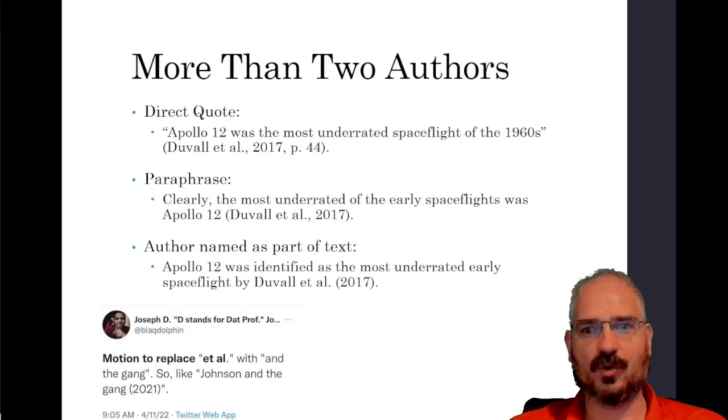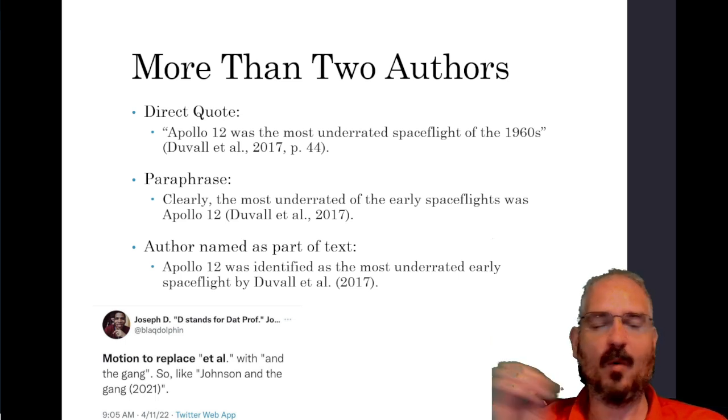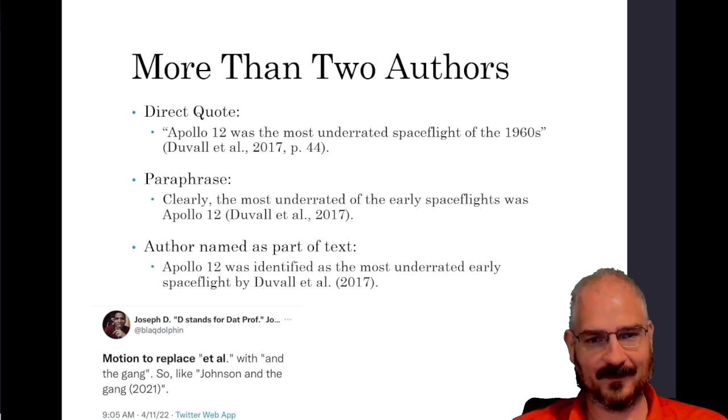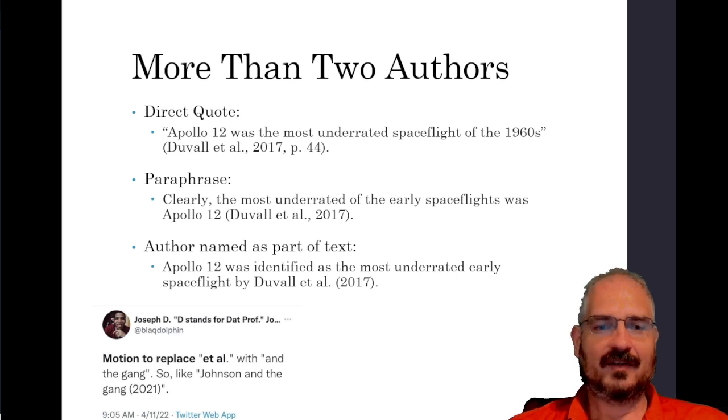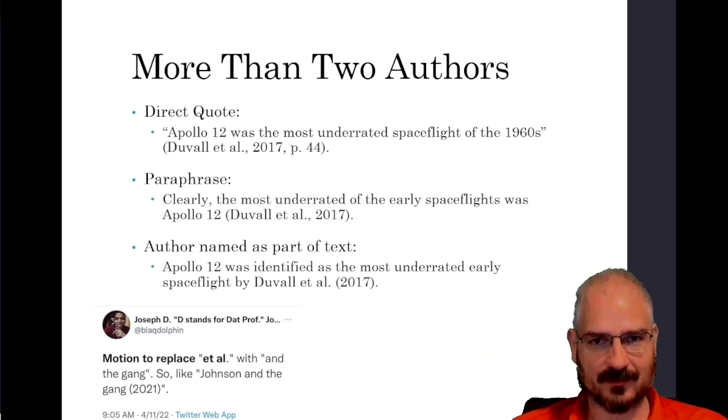If you have more than two authors, whether that's 3 or 10, there are some physics papers with like 100 different authors, right? We don't want to write out all those names. So what we do is we just use the first name and then et al. E-T space A-L period, which is fancy Latin for essentially everybody else.